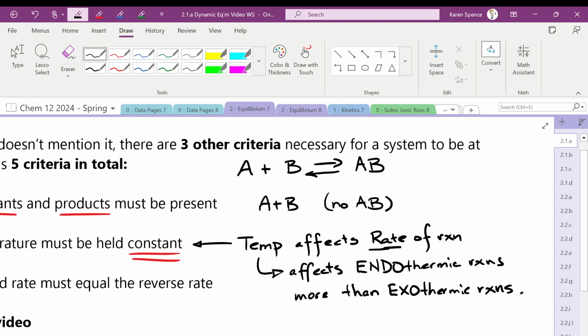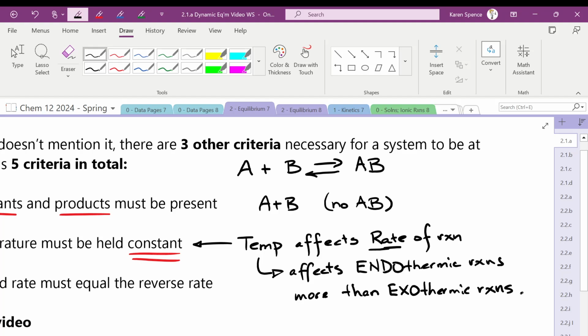And same thing, if we lower the temperature, what happens to the two rates? Forward and reverse rate will both... What does temperature do to rate? If I lower temperature, what happens to rate? It decreases, but one of them will decrease more than the other. The endothermic will decrease more than the exothermic. And don't worry about why. Like I said, we'll talk about that later.